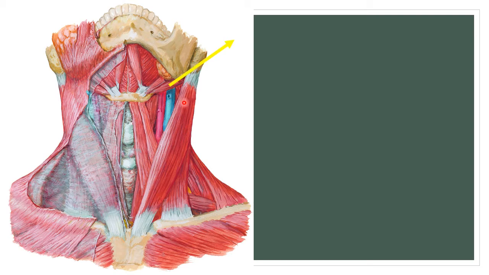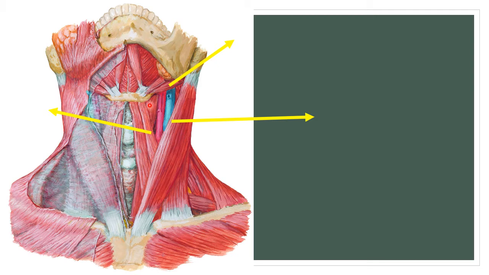Antero-superiorly, we can identify the posterior belly of digastric, and antero-inferiorly, we can identify the superior belly of omohyoid, and posteriorly, we can identify the anterior border of sternocleidomastoid. The upper half of the anterior border of sternocleidomastoid muscle forms the posterior boundary of the carotid triangle.